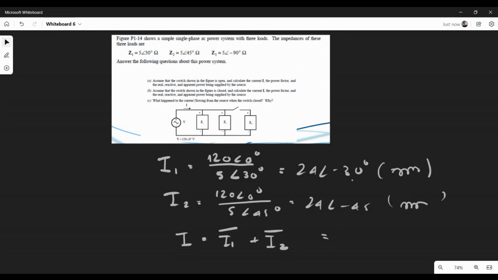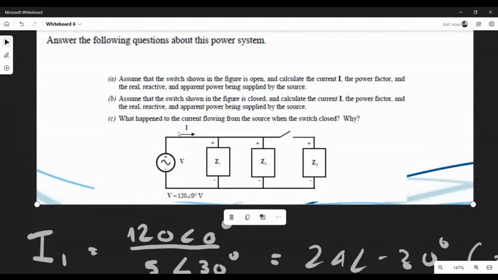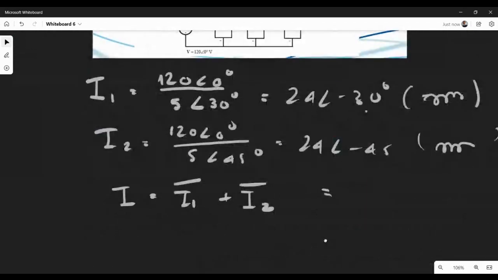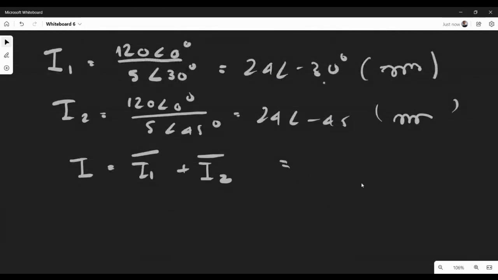And obviously, all we have to do to find I, the total current, assuming that the switch is open, is calculate the total current here. Well, what do we get for the total current? Is it both 24? Yes, 120 divided by 5 is 24 also. It's all the same, sorry.